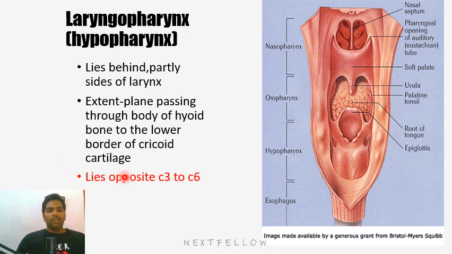And this is an important MCQ question. The pharynx lies opposite to C3 to C6 of the vertebra. So that is very important. Most of the time it has been asked as an MCQ. And now, this structure is called the epiglottis. This opening is the glottic opening, which leads into the larynx and trachea.